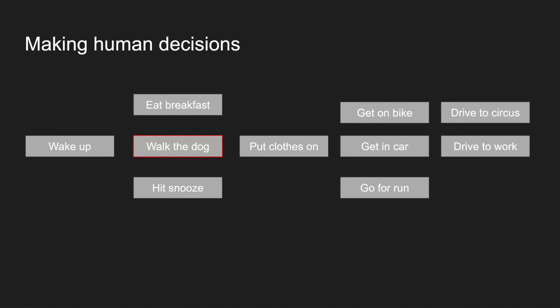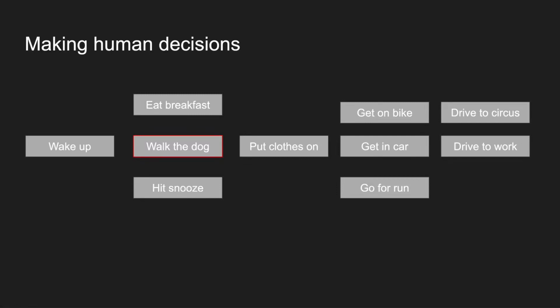Now, left to right represents our chain of decisions. We start on the left, and we want to end up on the right. Let's say, for example, we want to drive to work today. That's our goal. So we're starting in the wake up state. Imagine each one of these columns is a state. So we're going to start off waking up.